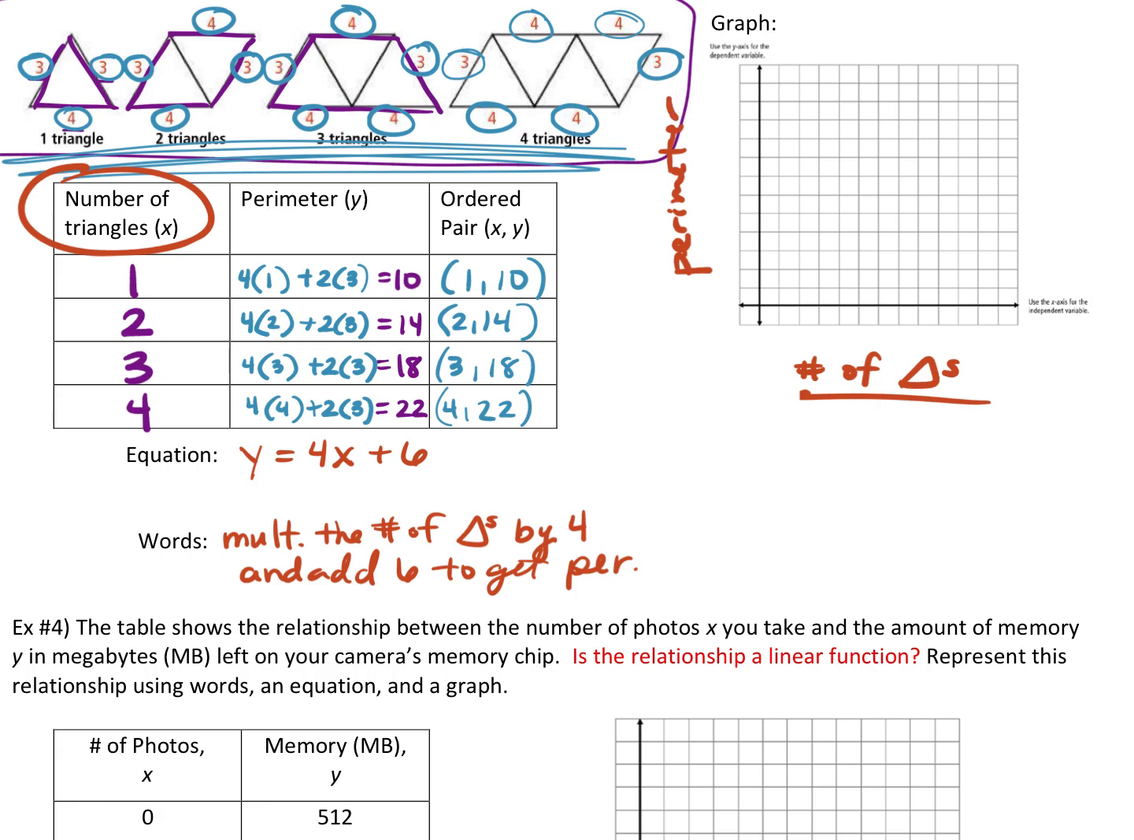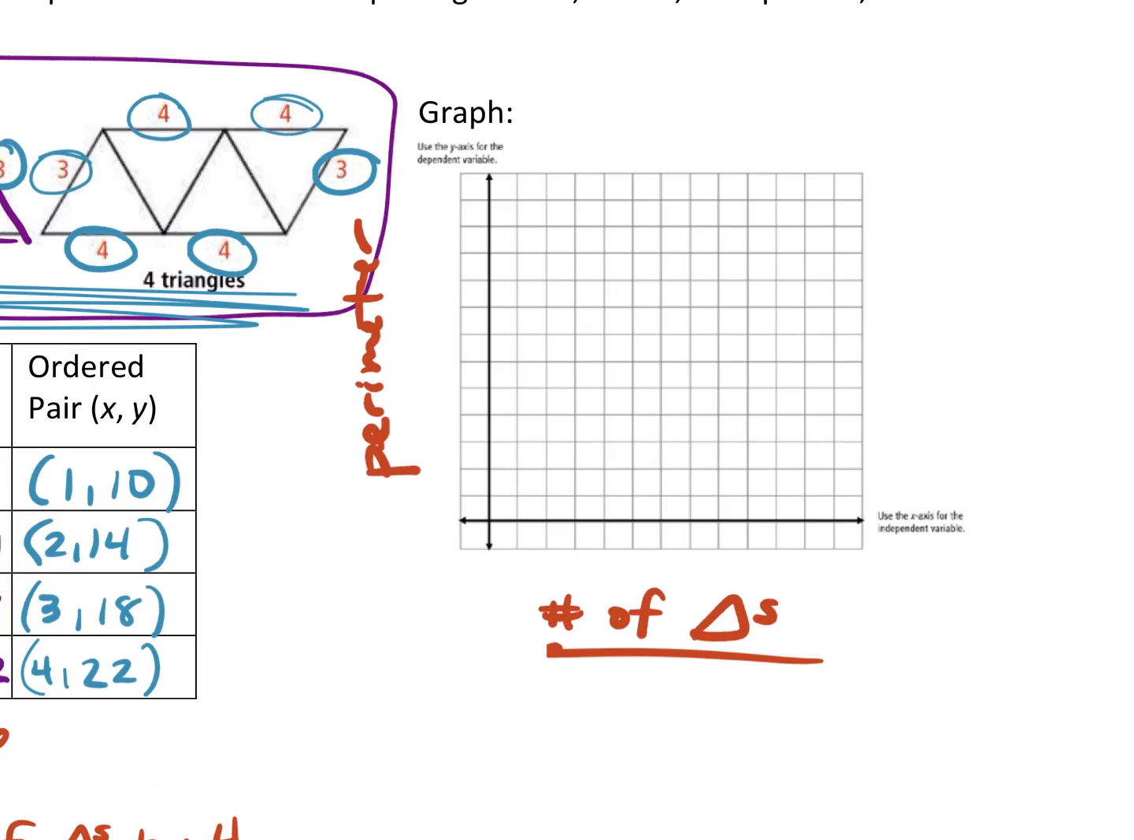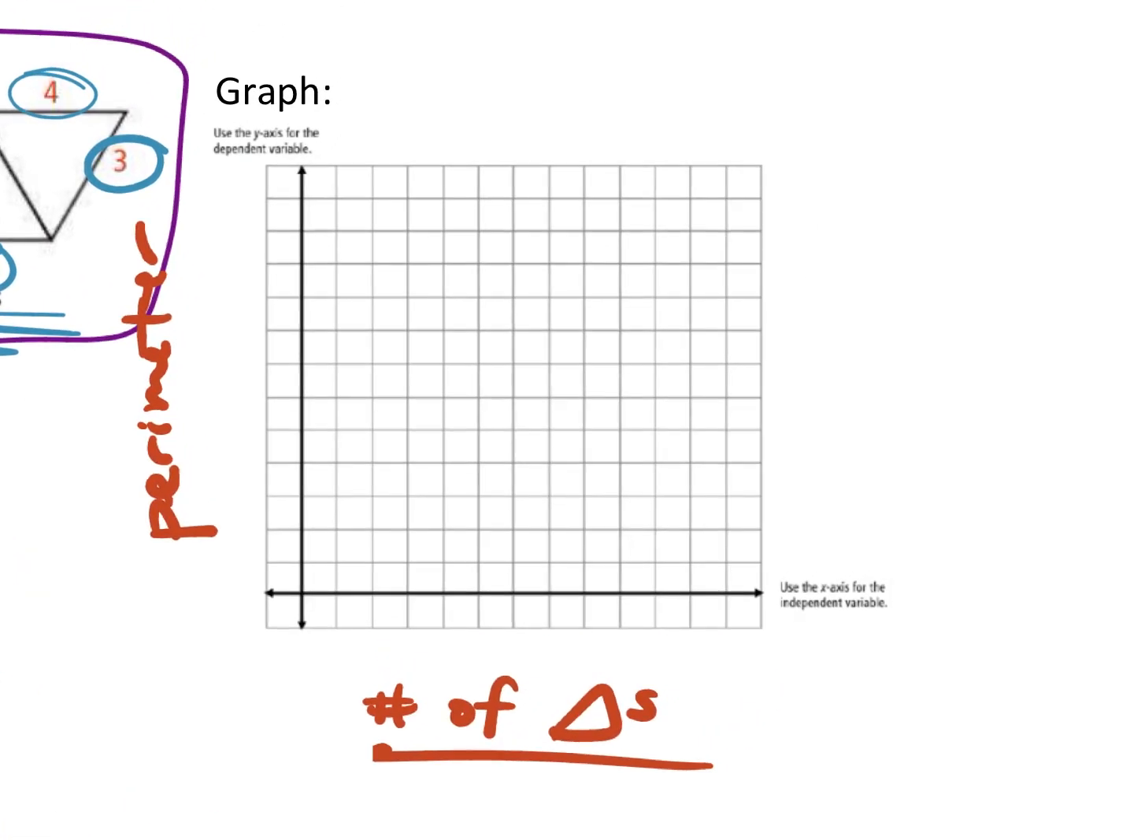Again, what would you count by for your triangles, your number of triangles? I counted by 2. I would count by 1 on the number of triangles because we have 1, 2, 3, 4, right? Yeah, the perimeter you can count by 2s. I would do 2s: 2, 4, 6, 8, 10, 12, 14, 16, 18, 20, 22, 24.